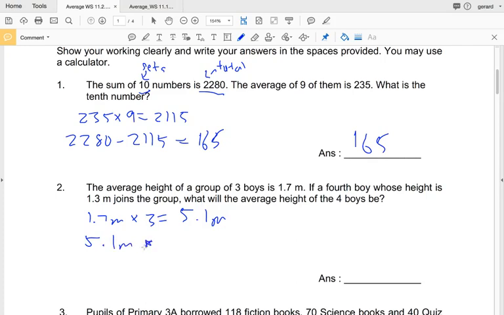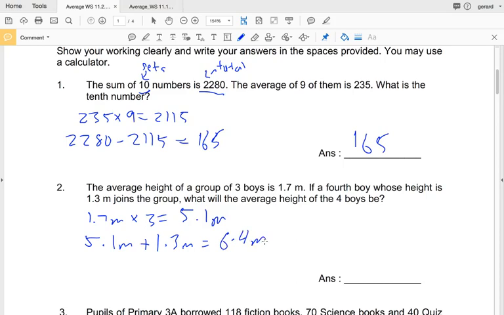Now the next one, all you need to do now is take the 5.1 meters. Sorry, it's not this. Let me erase it. Okay, 5.1 meters plus the 4th boy, 1.3 meters. Wow, this 4th boy is so short. Okay, you get 6.4 meters.